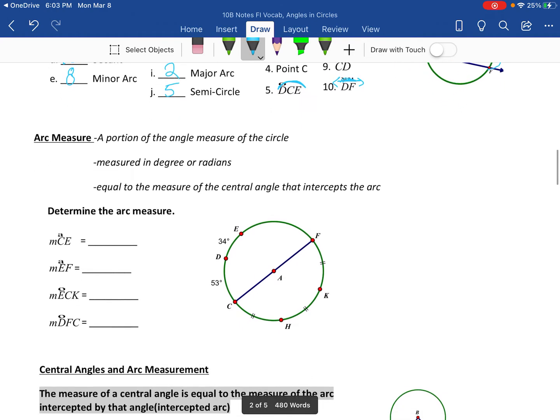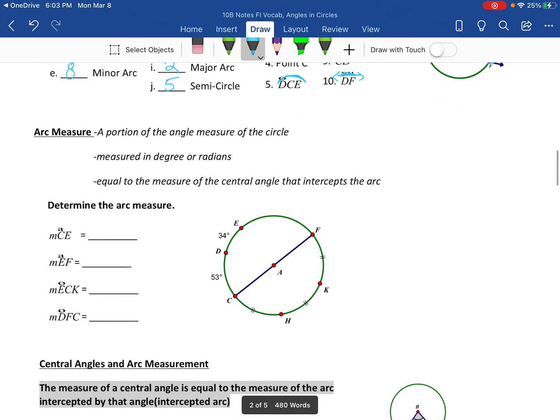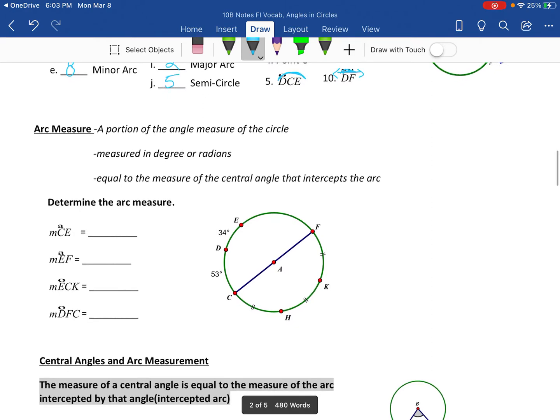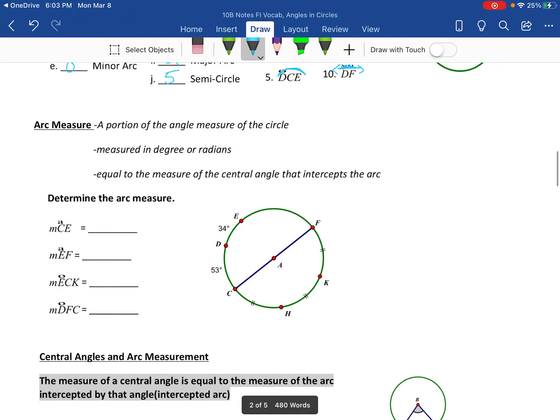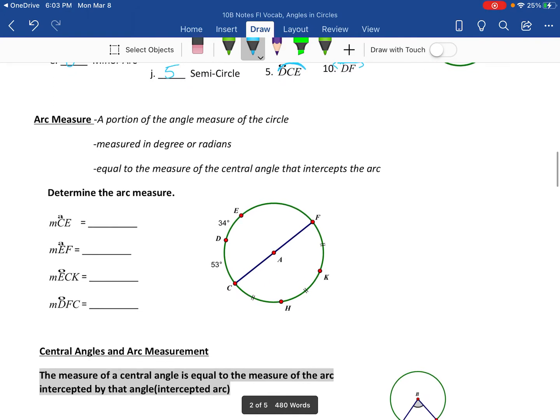So arc measure is a portion of the angle measure of the circle. So we know a circle is 360 degrees, so it's just a part of that 360 degrees. It's measured in degrees or radians. We will not talk about radians in this class. It's equal to the measure of a central angle that intercepts that arc, okay, and we'll talk about that.